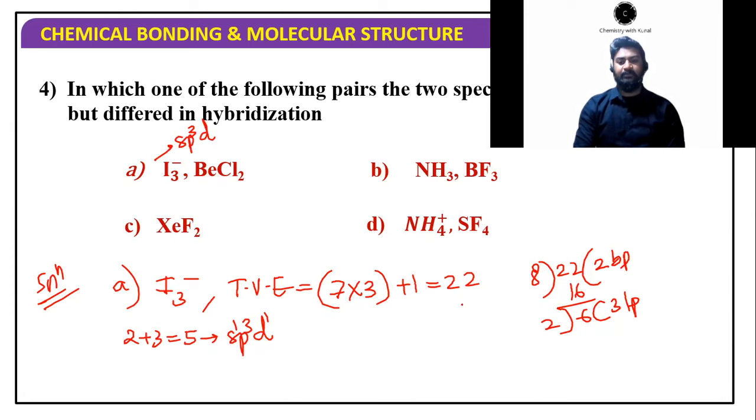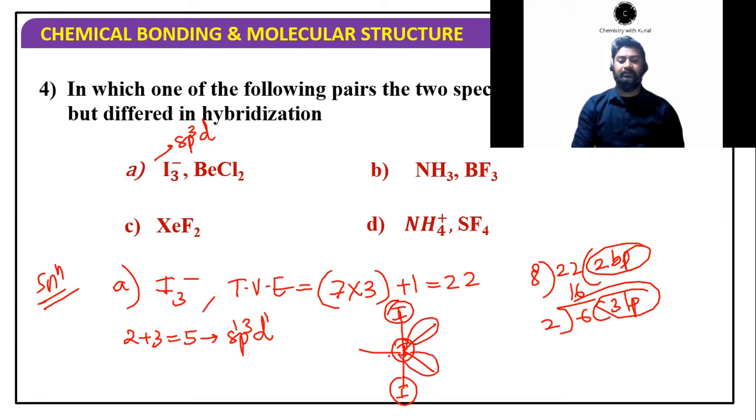And what is the shape of this? 2 plus 3, 5. That means it will have what kind of geometry? Yes, trigonal bipyramidal. So I'll put one iodine in the middle, one iodine here and one iodine here, and 3 lone pairs here. So how does it look? See, it has a linear shape. Linear shape, right?